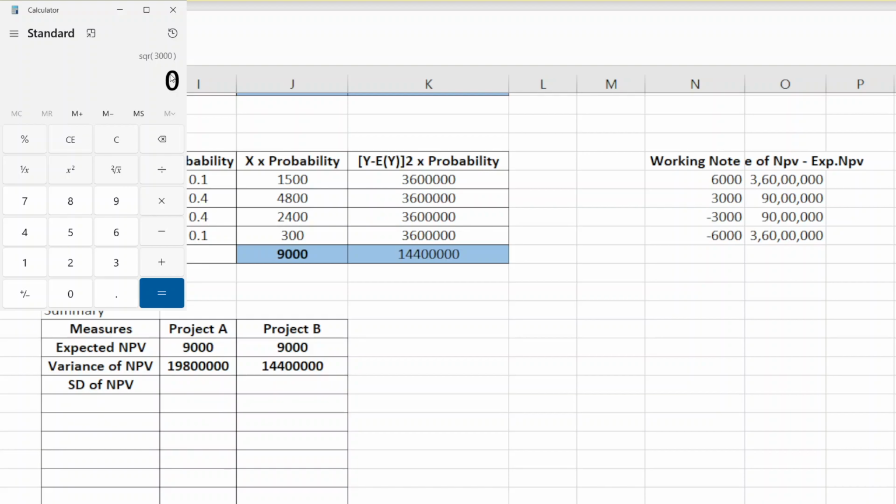Okay, 1 crore 98 lakhs, and the square root of it, 4,449.719, that means 72. Correct? I'm bringing it here.